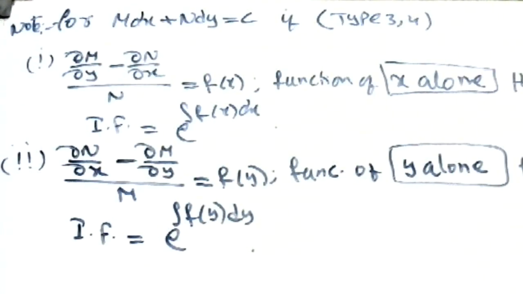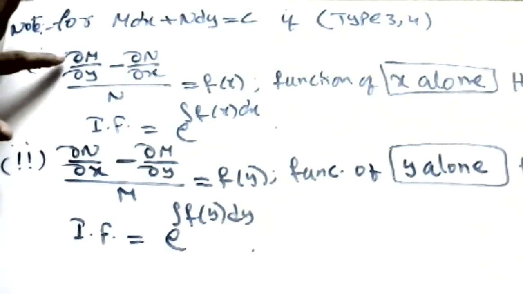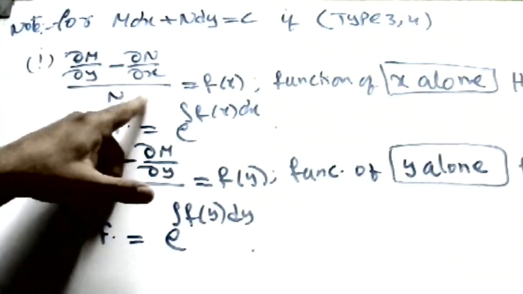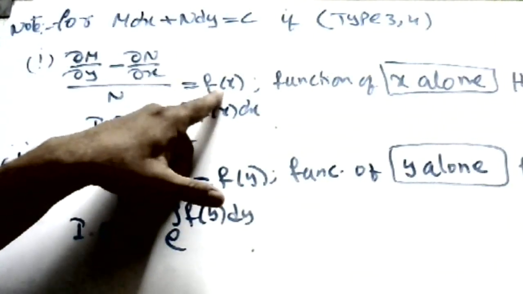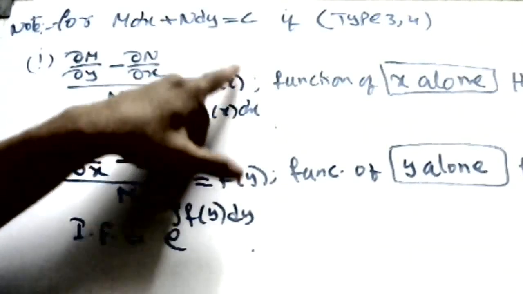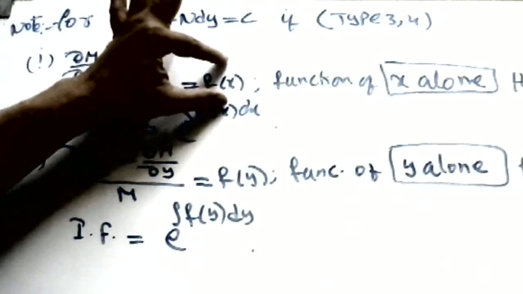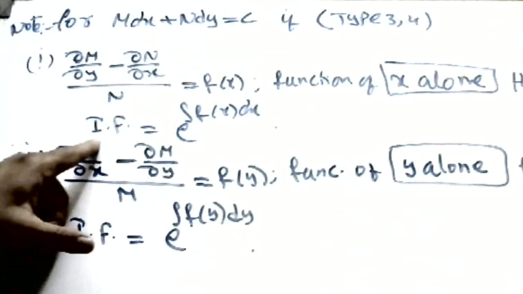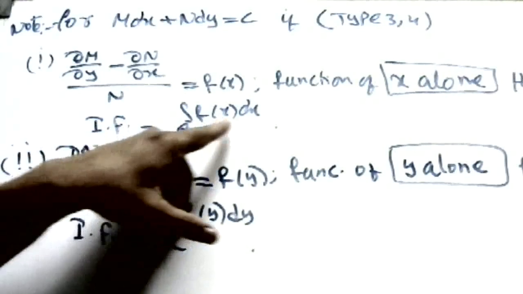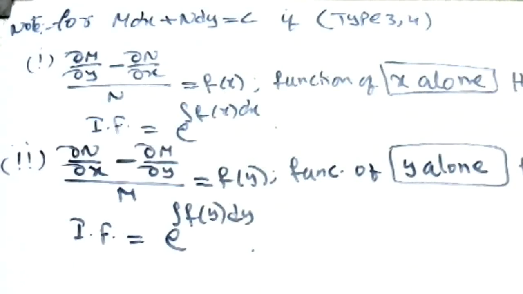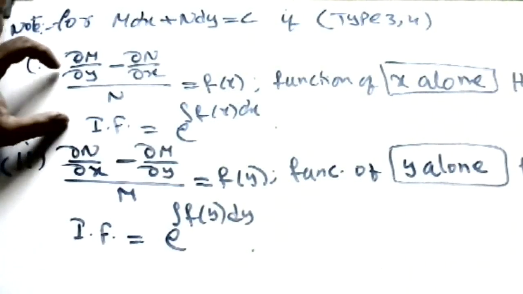Now see next type of questions, type 3, for the same method. Suppose we are not having homogeneous equations nor the second type, then we will check for this. Watch carefully: dou M by dou y minus dou N by dou x, divided by N. If we get this value as a function of x alone, means we are getting only x value, not y, then the integrating factor will be e to the power of integration f of x dx.